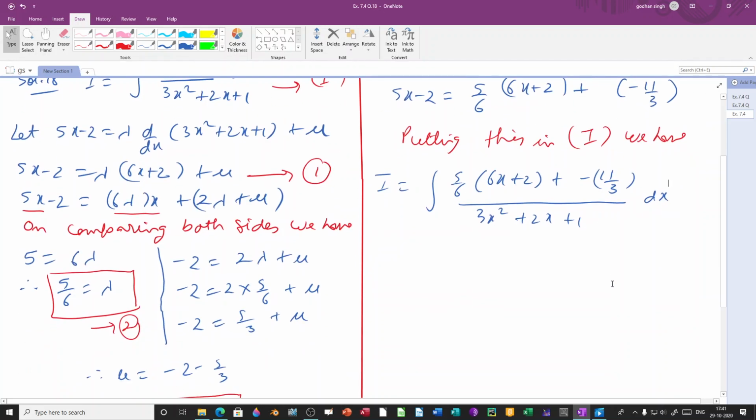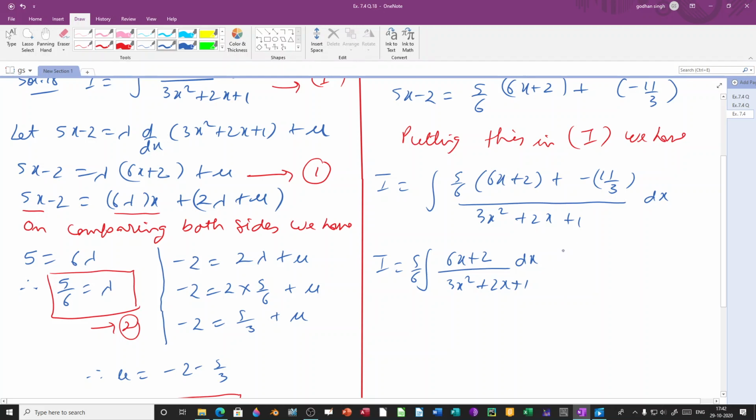So on separation we will be getting I equal to integration of, so 5 by 6 is constant that we can take out, and we'll be getting here 6x plus 2 over 3x square plus 2x plus 1 dx. Now we can see easily we can integrate this part, because differentiation of 3x square plus 2x plus 1 is 6x plus 2. Suppose this we take as t, and we'll be getting differentiation of this as 6x plus 2 dx, so that will be dt.